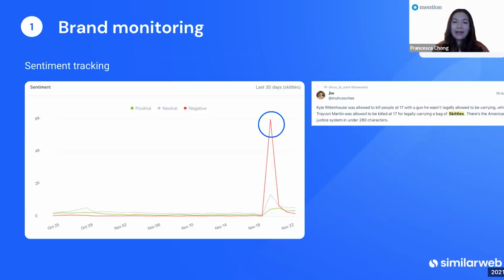And kind of the last area coming out of brand monitoring, which is reputation management. This is a use case that many of our clients are using Mention for. What we're seeing here after doing the analysis of Skittles is a big spike in negative mentions on around November 19th and 20th. So when we investigated this further, we saw that it was actually related to the judge ruling of Kyle Rittenhouse in the United States.